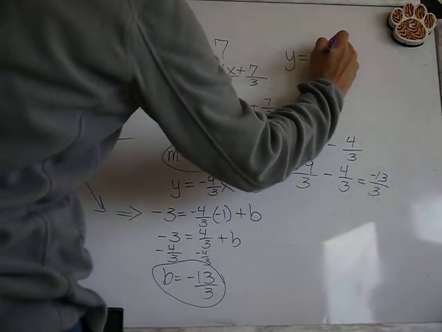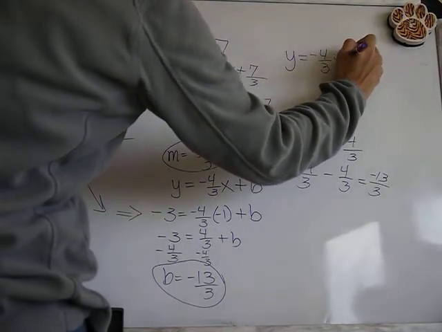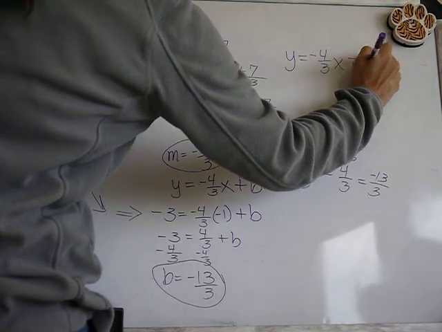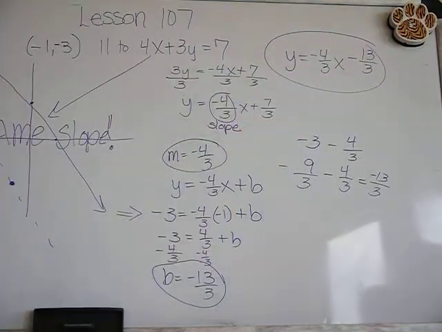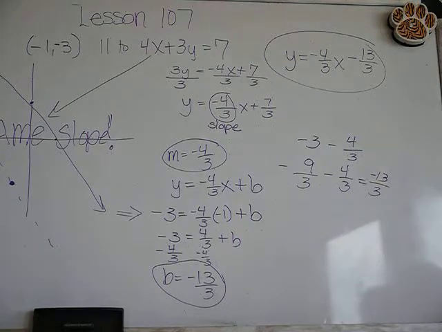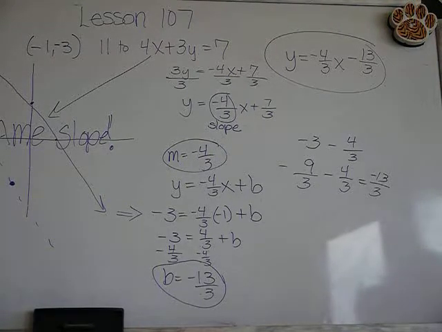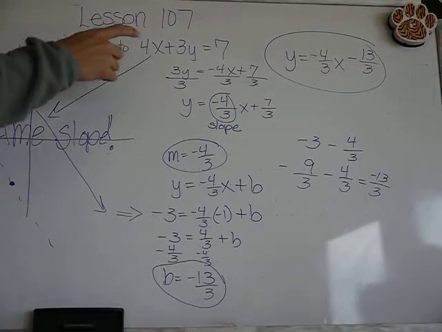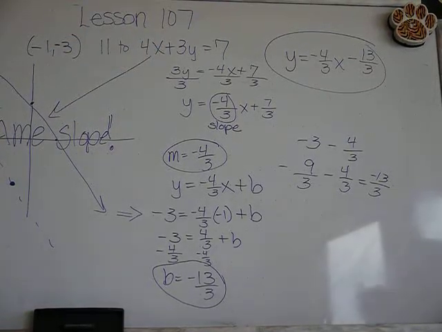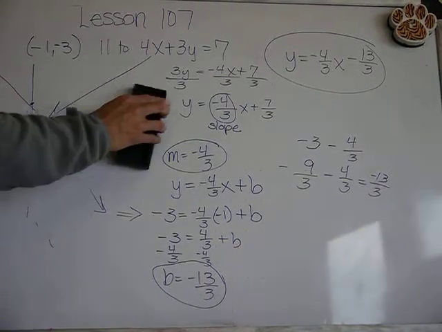Negative 4/3 x minus 13/3. So what these are called is finding the equation of a line parallel to a given line, given a point. Does that make sense? You're given a point and looking for something parallel to another line. Does that make sense to you?